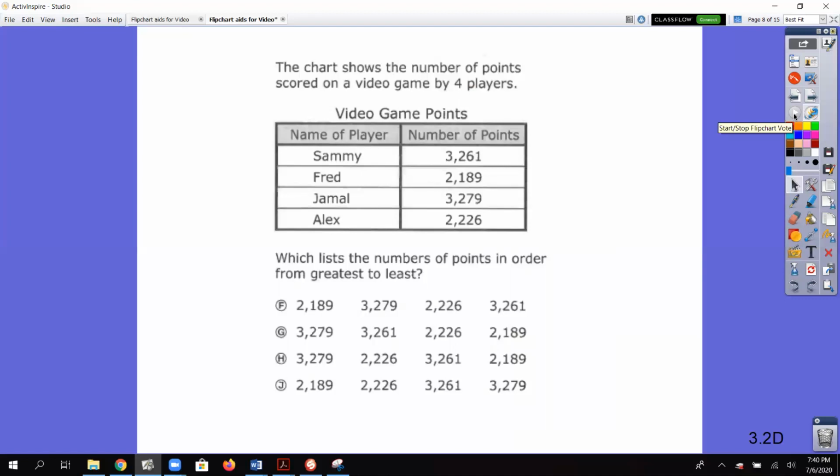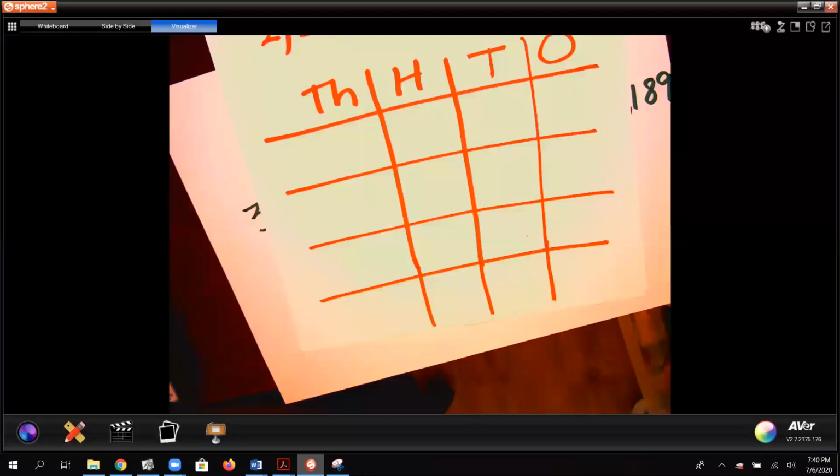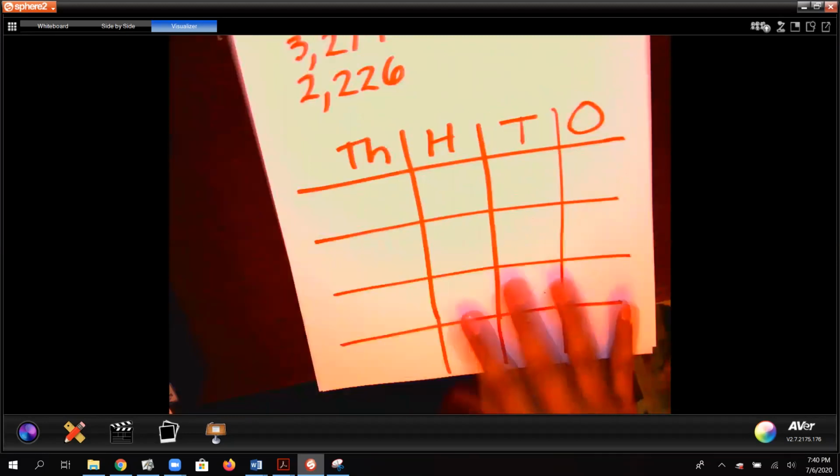So let's look at this problem. It says the chart shows the number of points scored on a video game by 4 players. A lot of times with comparing numbers, they'll give you a chart or a table like this, and it'll ask you to either do it greatest to least or least to greatest. It says which lists the numbers of points in order from greatest to least. So that's our problem.